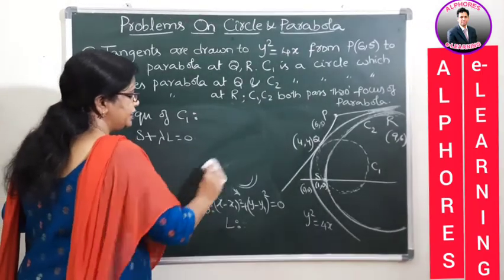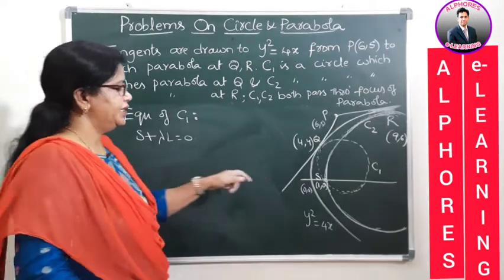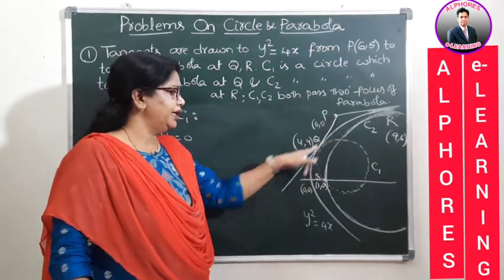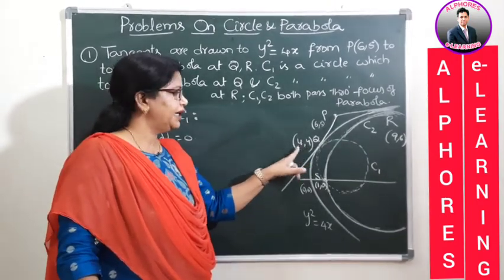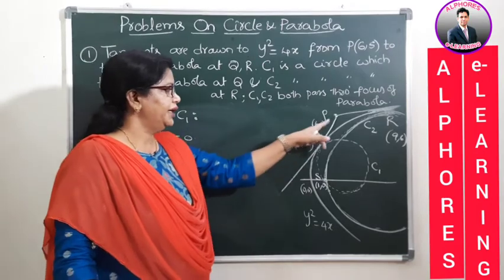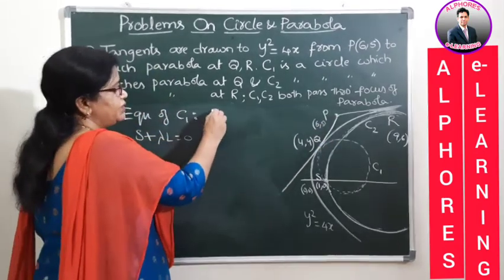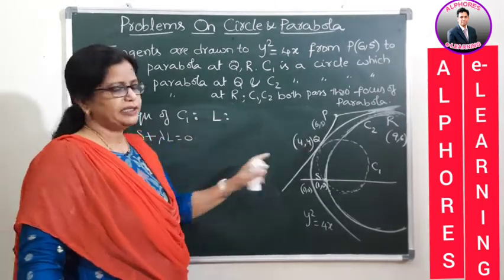So what is S in this problem? In this problem, the circle C1 is touching this line exactly at the point 4 comma 4, and let us find the equation of the line also. So what is the equation of the line? It is the line joining these 2 points, PQ.